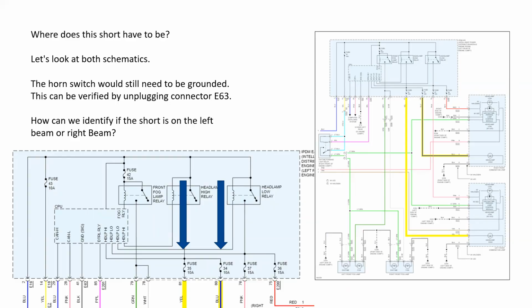How can we identify if the short is on the left or the right high beam? That's really going to be kind of simple, because if we take a look at two similar high beam lamps, they should draw pretty much the same current. The high beam feed is coming through fuses number 34 and 35. If we were to take those fuses out and duplicate the symptom with our ammeter in that fuse slot, we'd be able to very quickly see which side is drawing the most current.